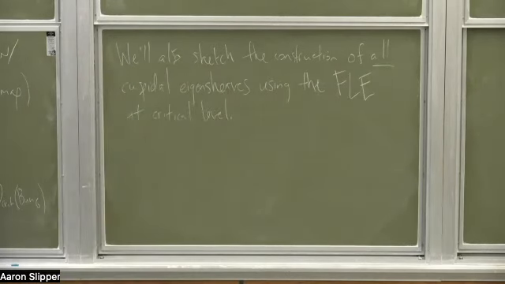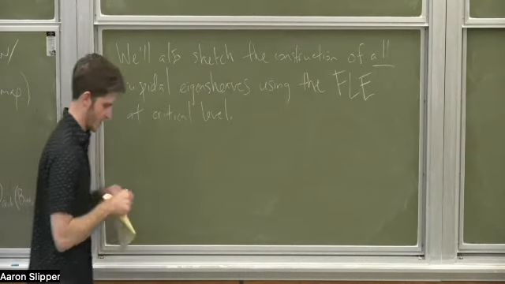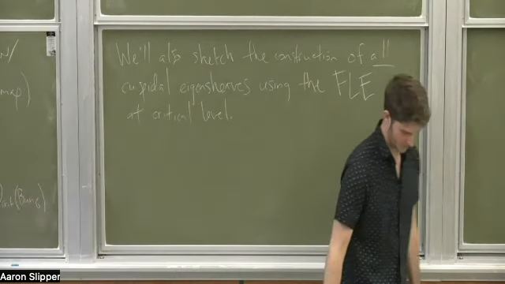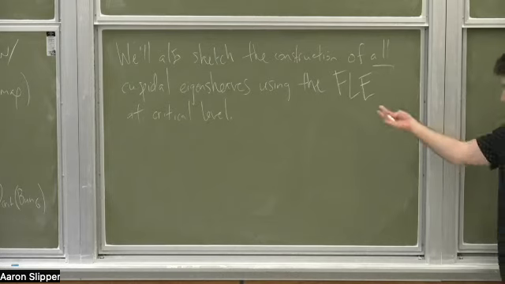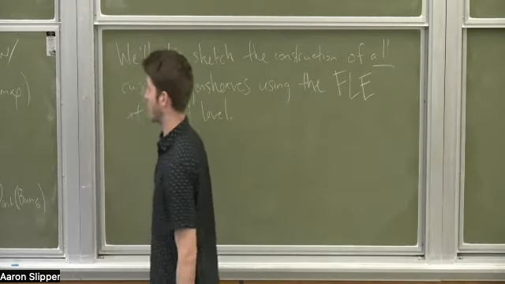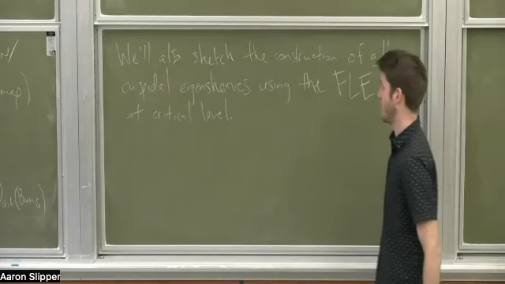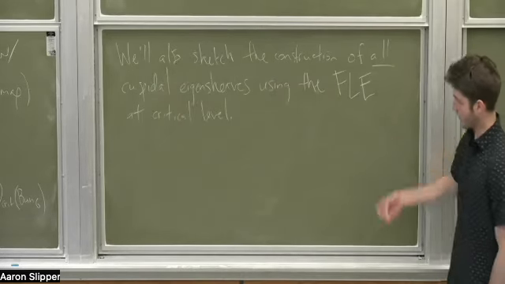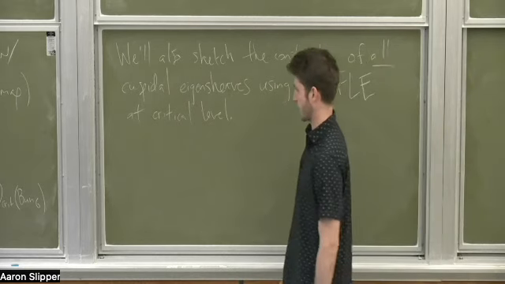Sketch a proof of the FLE, or this construction of the FLE, and then explain how you can do a local to global construction, sort of analogous to this, but allowing the oper structure to have poles, and that'll allow us to get arbitrary cuspidal eigensheafs.